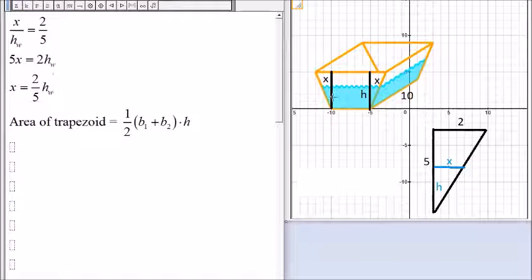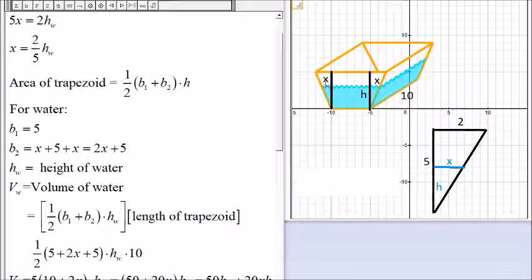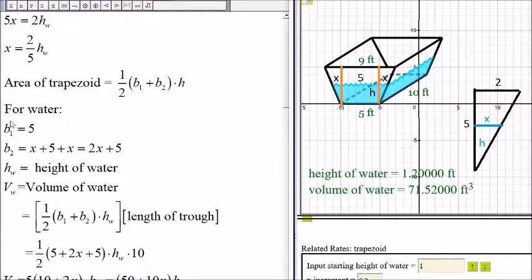This is the trapezoid for the water. To get the volume of the water, we have to find the area of the water trapezoid and multiply it by the length of the trough. The area of a trapezoid is 1/2 times base 1 plus base 2 times the height. In this case, base 1 of the water trapezoid is 5, and base 2 will be x plus 5 plus x, so it will be 2x plus 5.